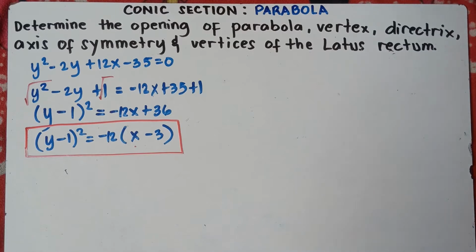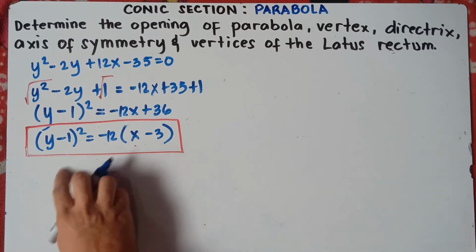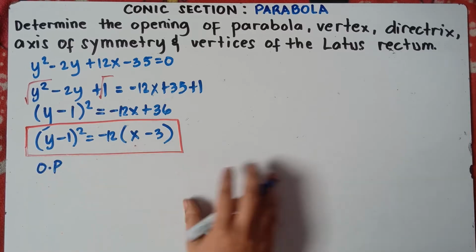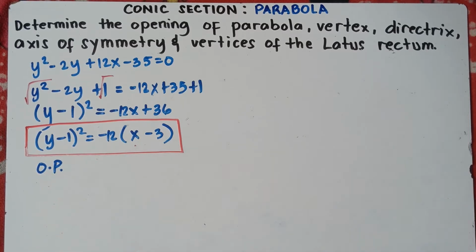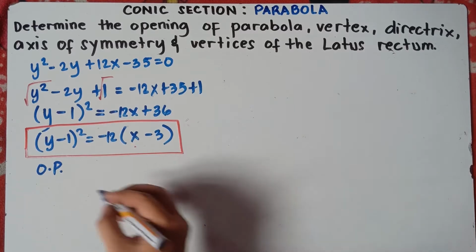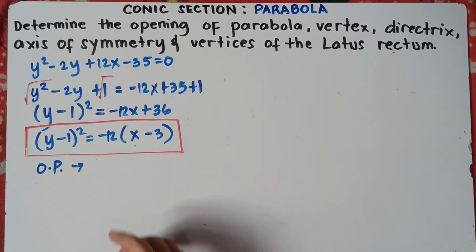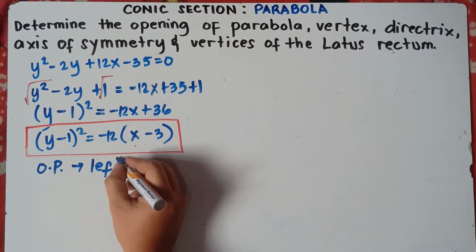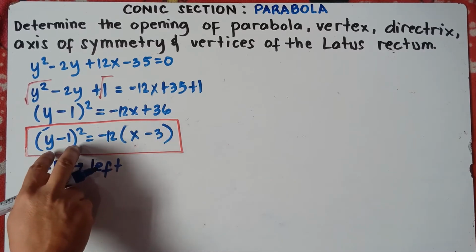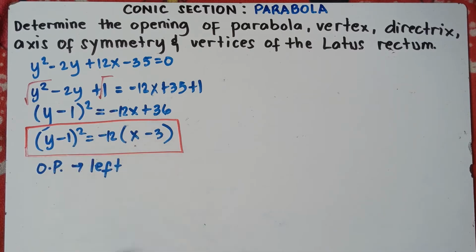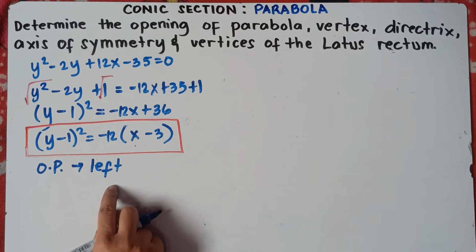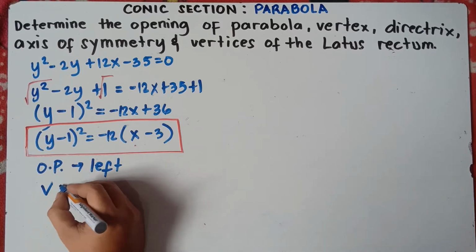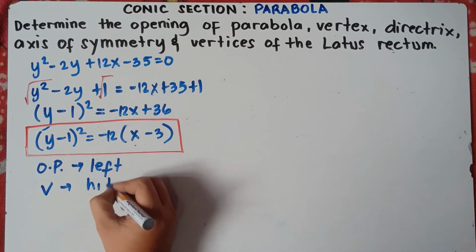Alright, so the opening of parabola, I will just put OP, class, because we don't have enough space. So the opening of parabola, so this is negative, that would be to the left. Since we have quantity y minus 1 squared, we have y squared. So the opening of the parabola, that would be to the left. And then the vertex, class, that would be h and k.